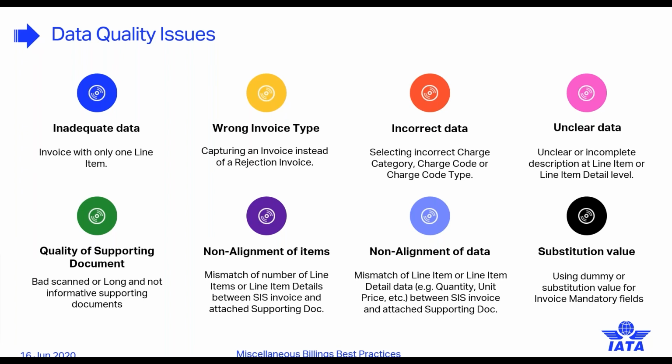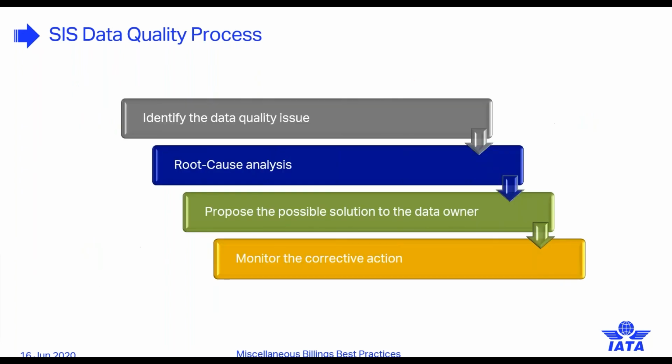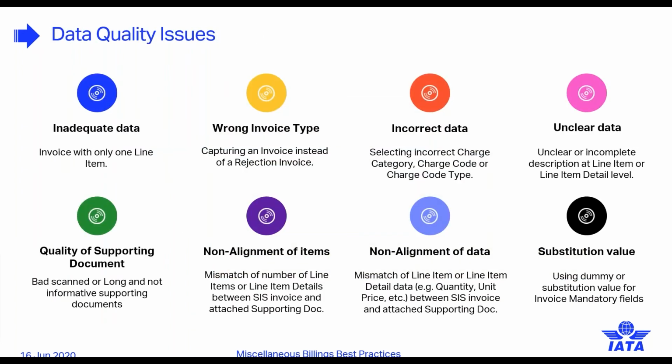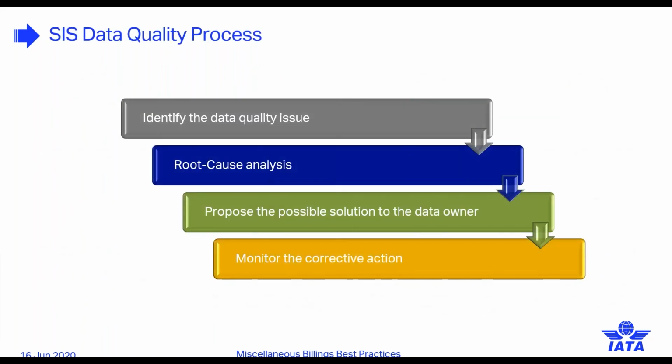But how to solve this data quality issue? In fact, it needs a collaborative approach between system and SIS members. Next slide, please. The starting point of SIS data quality process usually is when a member notifies us about a problematic invoice or invoices that they receive. In addition, on a regular basis, SIS team analyzes and spots the observed data quality issues of invoices captured in SIS.